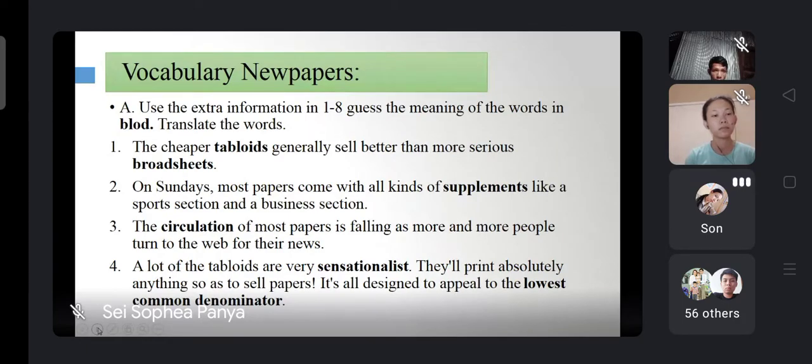And lowest common denominator means the lowest common multiple of denominators of several vulgar fractions. Move to the next slide.